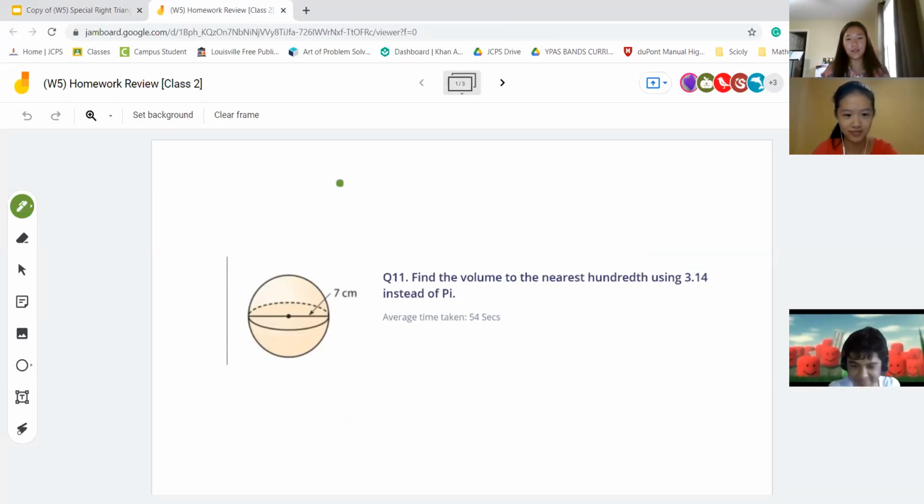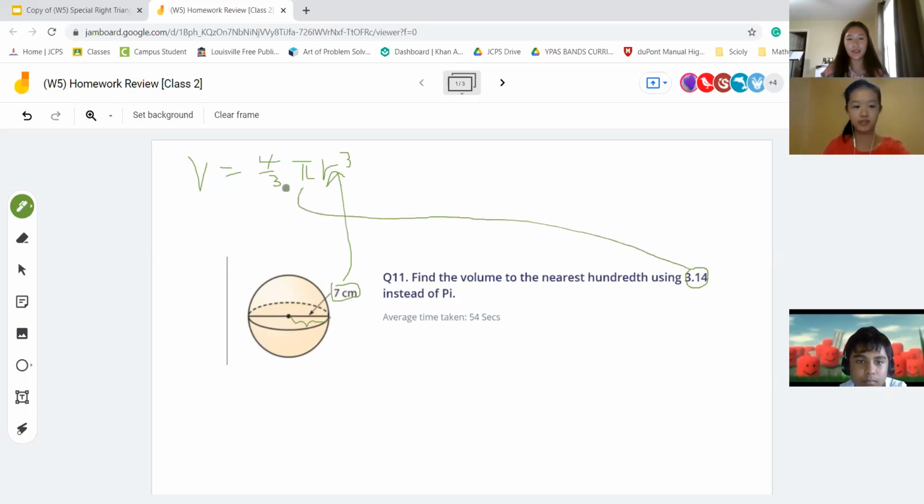So this is a sphere, right? We just use the equation for volume, which is 4/3 pi r cubed. It tells us that the radius is 7, so I just put that in there. Instead of pi, we're using 3.14. There's no real need for me to do this by hand, so I'm just going to use a calculator.